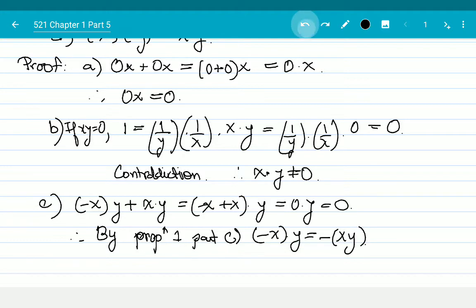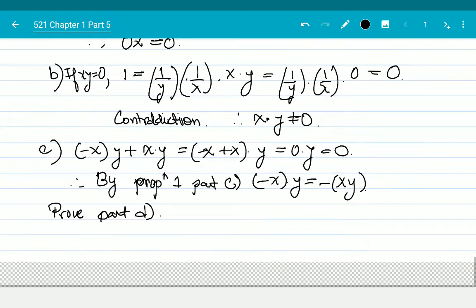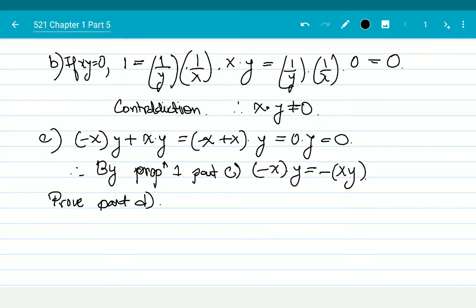Okay, the other half is proved similarly. Now, prove part D. Proof of part D is in the book. It's also really easy from part C. Okay, so I'm going to leave part D for you. Okay, so now we have a field.